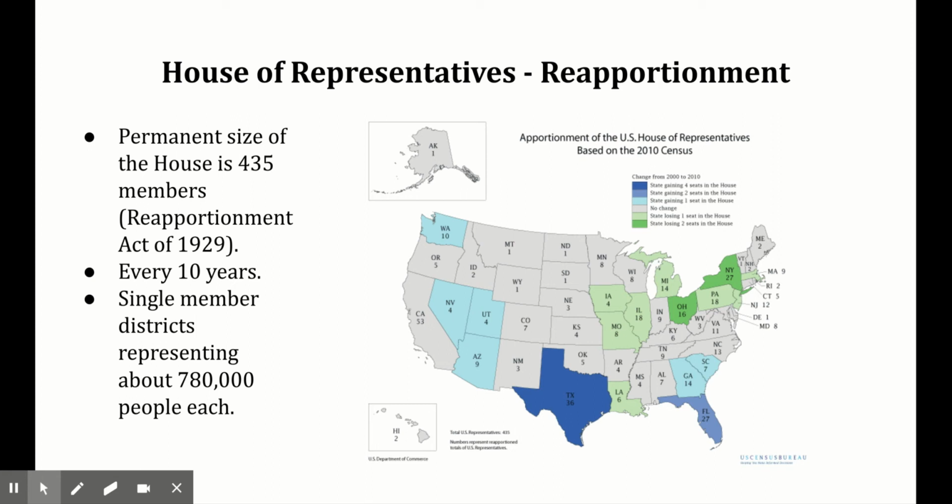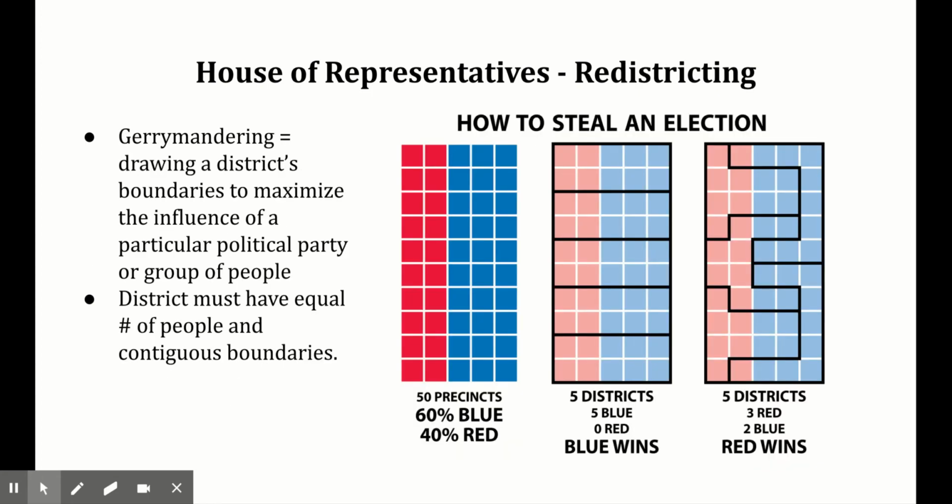The representatives are single member districts, which means one representative represents each district. And then what that also comes out to then is that each person represents about 780,000 people. So in other words, there's about 780,000 people that are living in each congressional district.